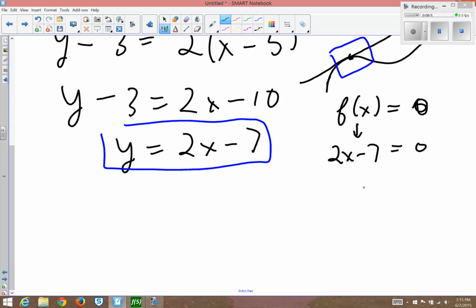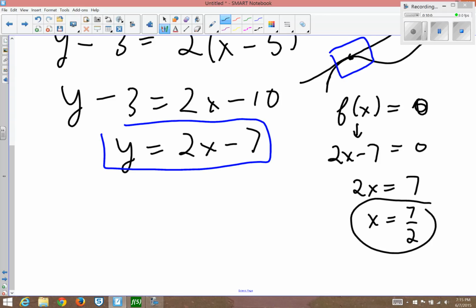So solve this for x by adding 7 to both sides and dividing both sides by 2. And that's the answer that's being asked for, number 35. And the next one is number 48.